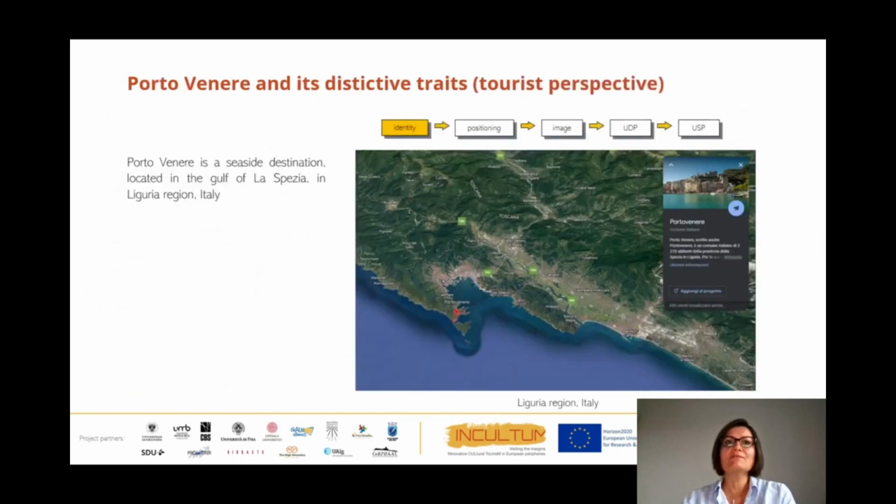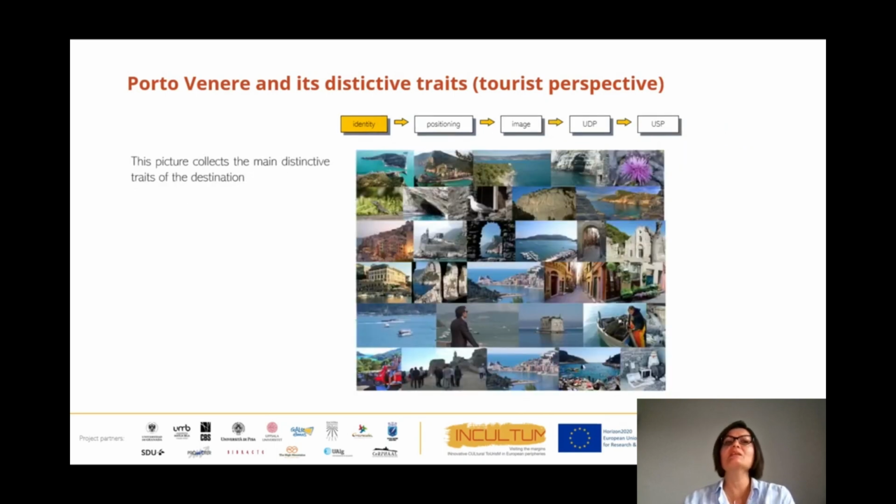Of course, identifying these traits does not exhaust the place identity phase. It is then necessary to select the uniqueness or value traits of the destination that can really make the difference in the eyes of visitors. But how to select them? How to represent them? In the example of Porto Venere, an Italian seaside village in Liguria region, we can identify three families of distinctive features.